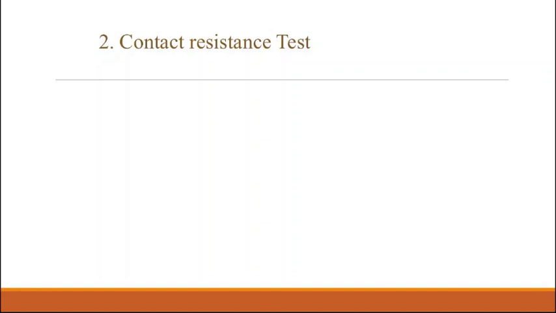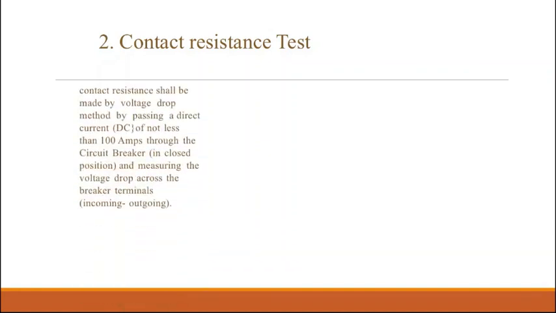The second one is the contact resistance test, also called a voltage drop test. Let us consider when the breaker is in closed condition, ideally it has to offer zero resistance. But each breaker has its own property, it will not offer zero resistance. In practice, there is a small resistance between the contact portions.